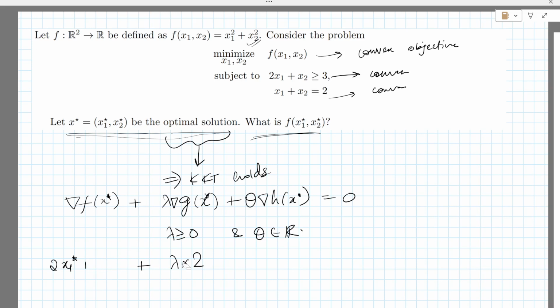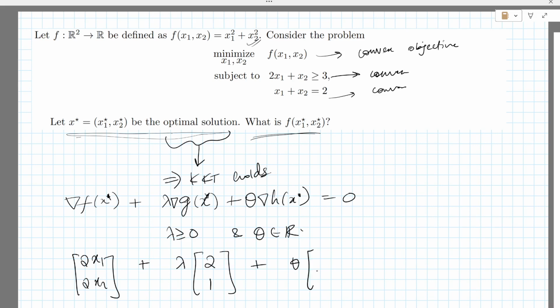Well, I need a gradient, right? So gradient is what? 2x1, 2x2. Yeah, sorry. Is lambda times (2, 1) plus theta times (1, 1) and this is equal to 0.